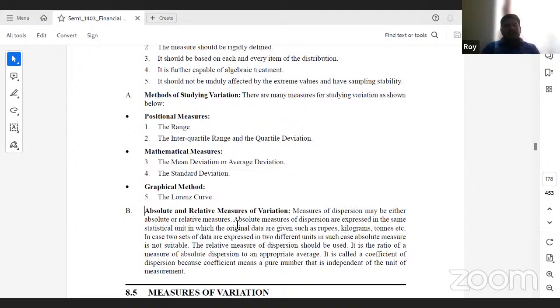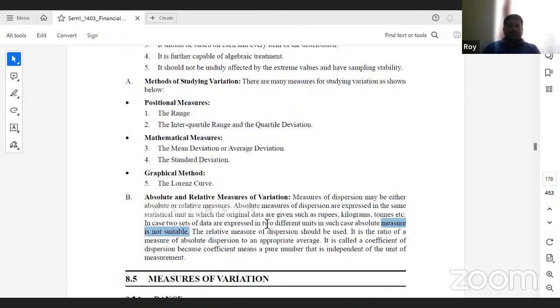This may be either absolute or relative measures. Absolute measures of dispersion are expressed in the same statistical unit in which the original data are given, such as rupees, kilos, students. If two sets of data are expressed in two different units, an absolute measure is not suitable. If one set is in rupees and one is in kilometers, we can't compare those two and tell that this is the dispersion.